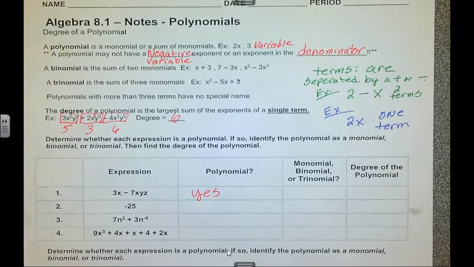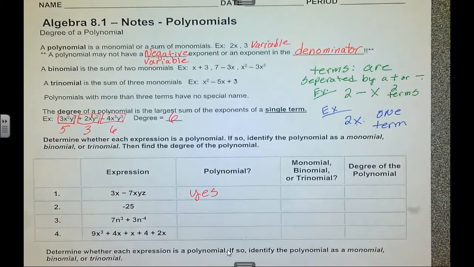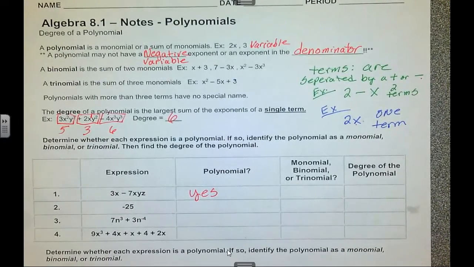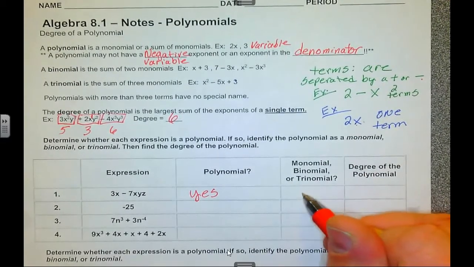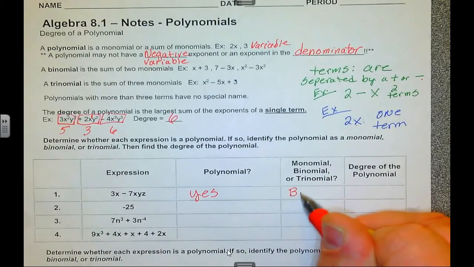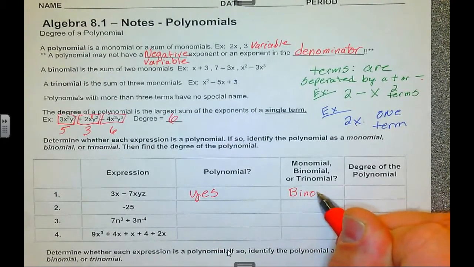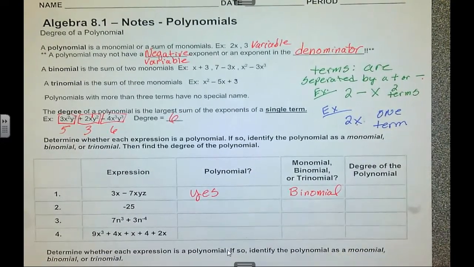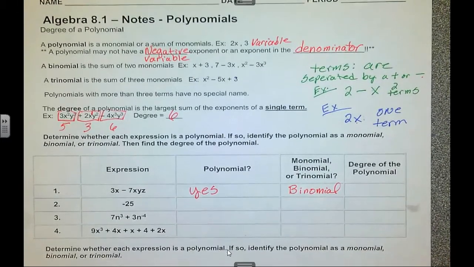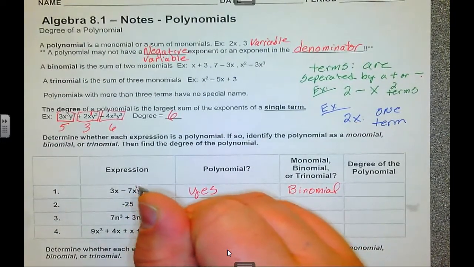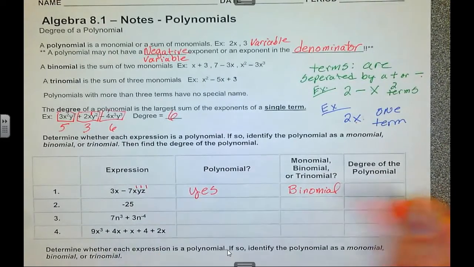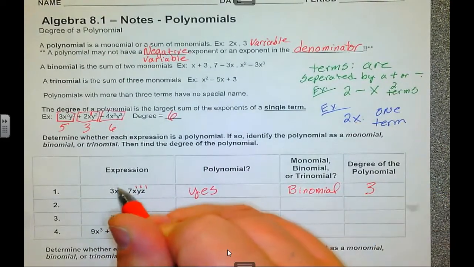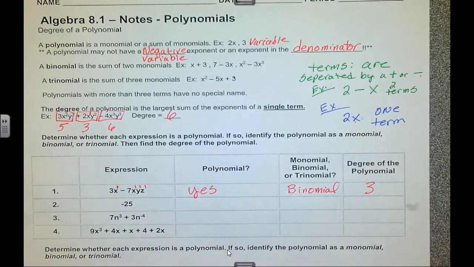So monomial, 1 term, binomial, 2 terms, or trinomial, 3 terms. I think I told you. It's 2 terms, so it's a binomial. And the degree, what's the largest degree? 3. Yep, there's a 1 there, 1 there, 1 there. Add them up. It's 3. There's only 1 degree there.